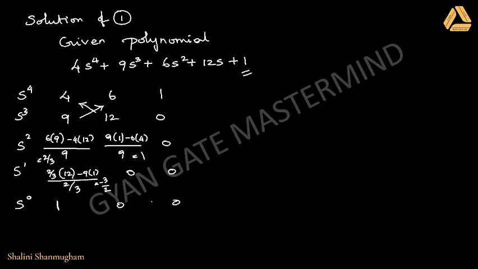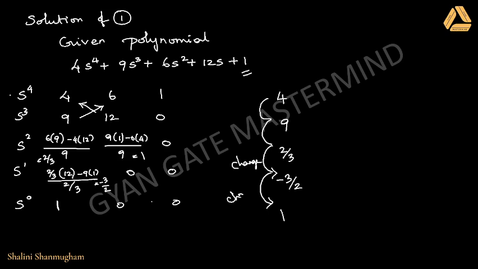So if we see, just concentrate on the first column alone. The first column elements are 4, 9, 2/3, minus 3/2 and 1. Is there any change in the first two rows? Second and third row, no change. Coming to the third row and fourth row, there is a change in sign, from positive to negative. And in the last row, this negative becomes a positive number again, plus 1.